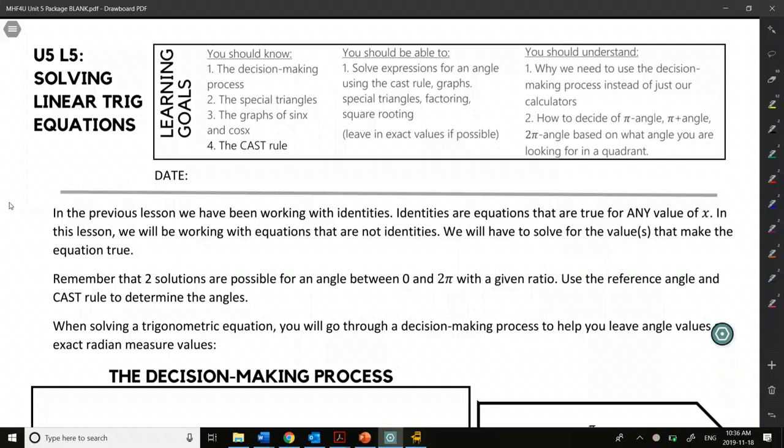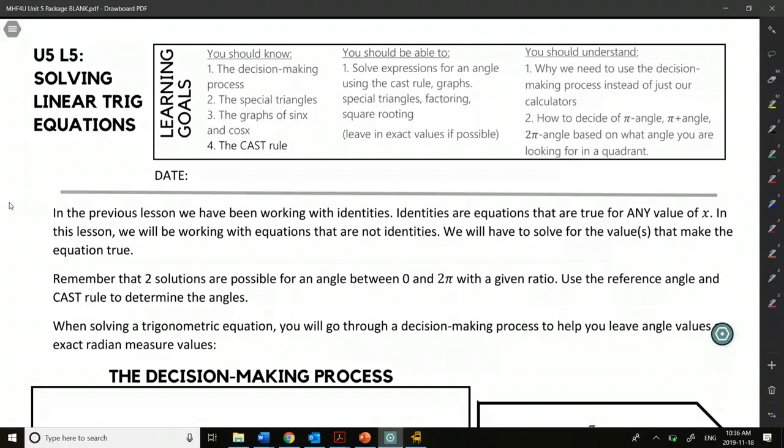So for instance, if I'm thinking about the identity tan x equals sine x over cos x, as long as I plug in the same x for all of my x's here, this will always be true. Okay, so if I'm working with degrees, I could plug in 30 degrees, 30 degrees, and 30 degrees, and I will get left side equals right side. That's what an identity is. It means it's true for all values of x.